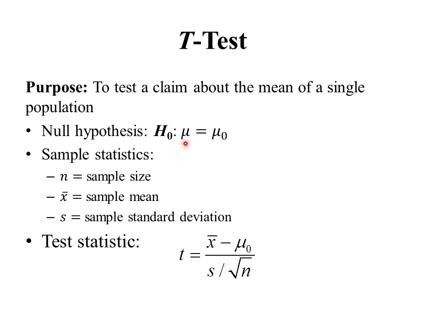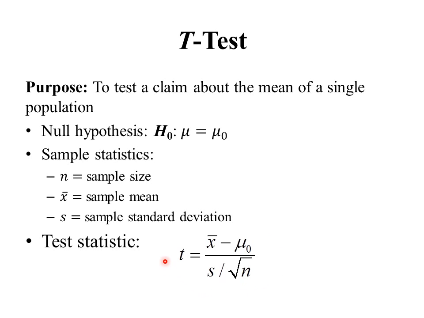It's mu, which is our population mean that we're making a claim about, equals mu naught, where mu naught is some given number. So notice this null hypothesis looks very similar to what we saw in section 5.2, except that instead of p equals p naught, it's mu equals mu naught. Remember, mu always refers to a mean rather than a proportion. So from our data, we need 3 sample statistics. We need n, our sample size, x bar, our sample mean, and then s is our sample standard deviation.